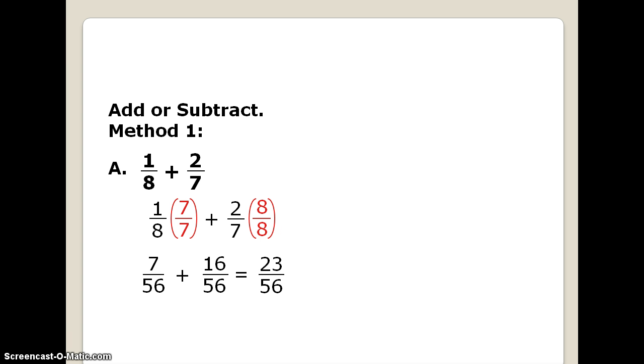Here's an example using method 1. Adding 1/8 plus 2/7. We would choose 8 and 7 to multiply together. So we would multiply our first fraction by 7 over 7, our second fraction by 8 over 8. That turns into 7/56 plus 16/56. And what we remember from the previous lesson, if you add with common denominators, you simply add the numerators, 7 plus 16 to get 23, and the denominator remains 56. Of course, we always simplify, but in this case, 23 and 56 cannot be reduced any further.